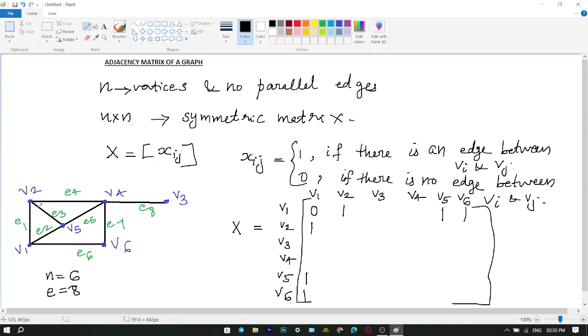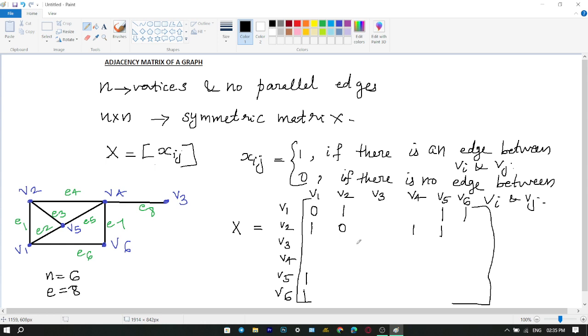Now V2 to V2 there is no edge. Now V2 to V1 we already considered. Now V2 to V4 there is an edge, so put it as 1. Then V2 to V5 there is an edge, so write it as 1. Okay. Now all other entries are 0. Now let us consider the next vertex V3.